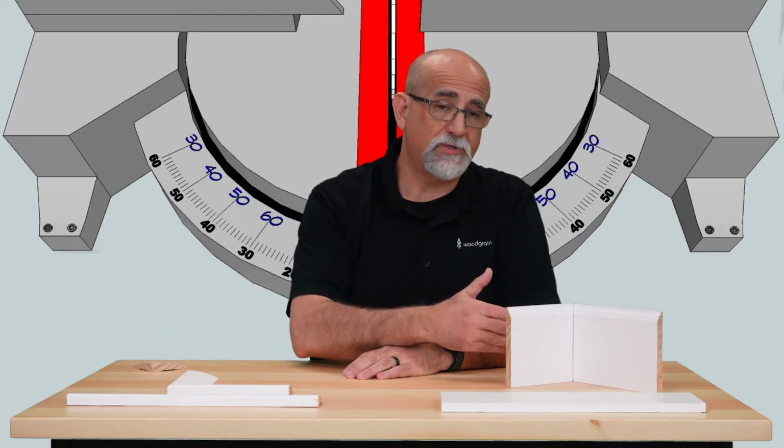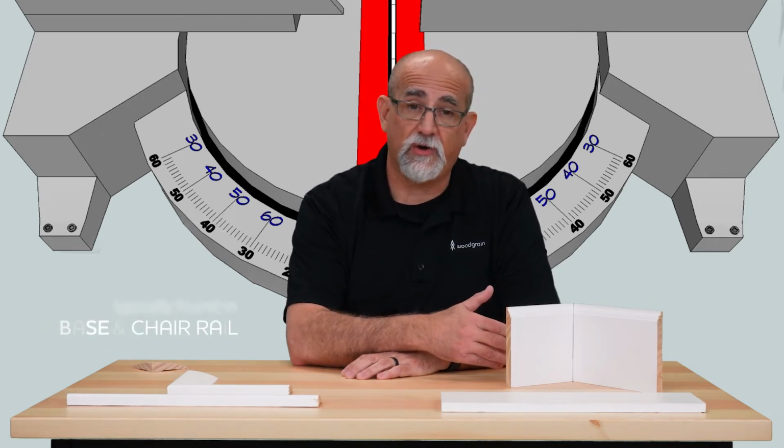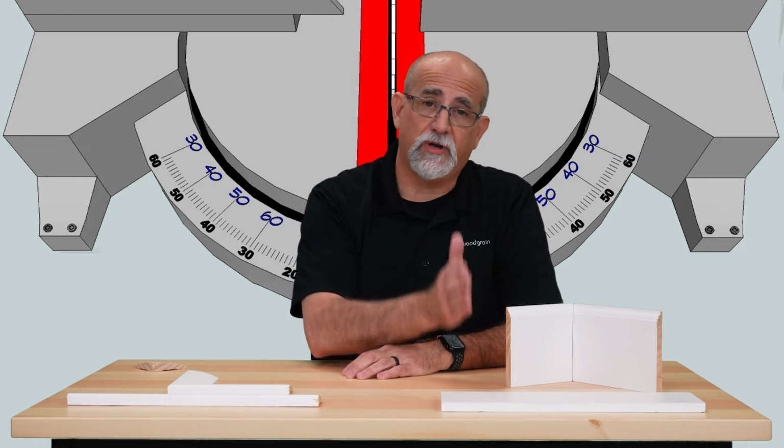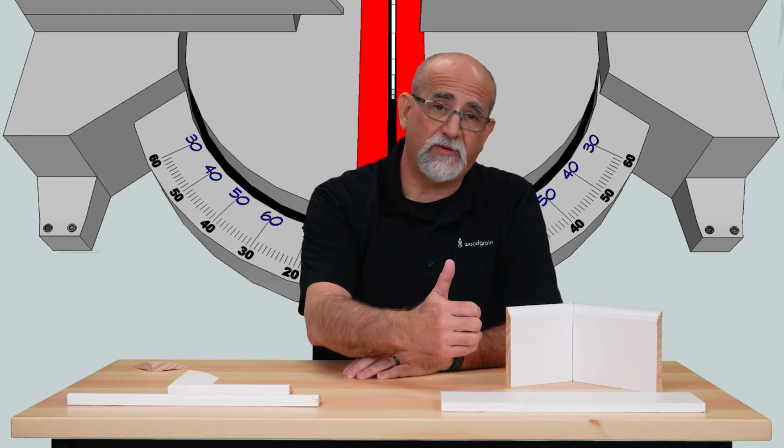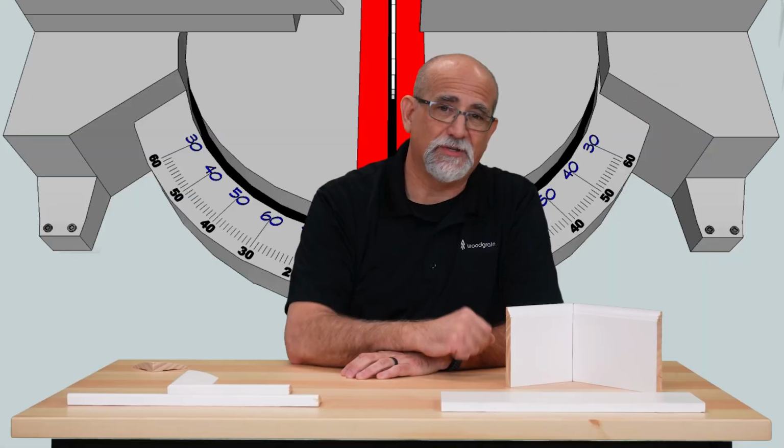So, the next one is horizontal miters, which are typically found in base and chair rail. Once again, you're going to cut a 45, a corresponding 45, and you will end up with a beautiful finished corner just like this one.